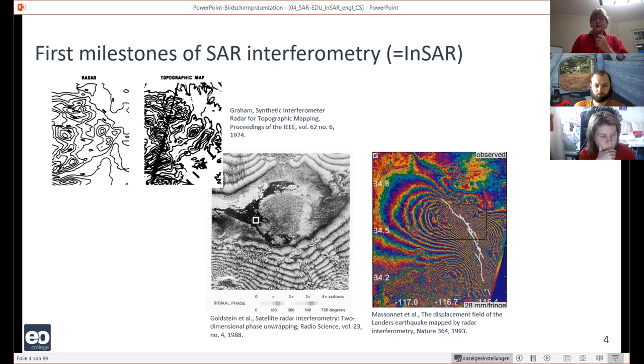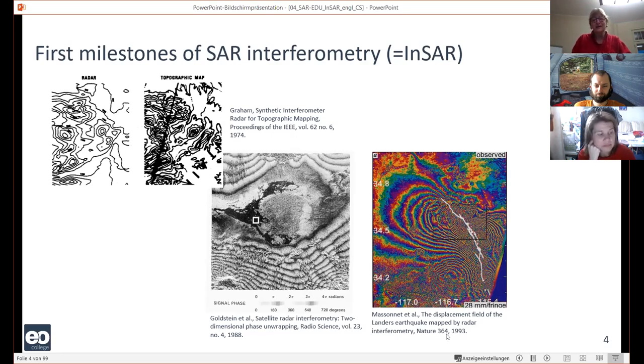And now the Europeans launch ERS-1. This earthquake happens just about an hour or 2 hours drive away from the Jet Propulsion Laboratory. And this French professor, Massonet, took the chance and processed the ERS-1 repeat pass data and came up with this wonderful image. And it was on the title page of Nature. So for the American scientists, it really was like a bad surprise that suddenly the Europeans came up and used the technology.